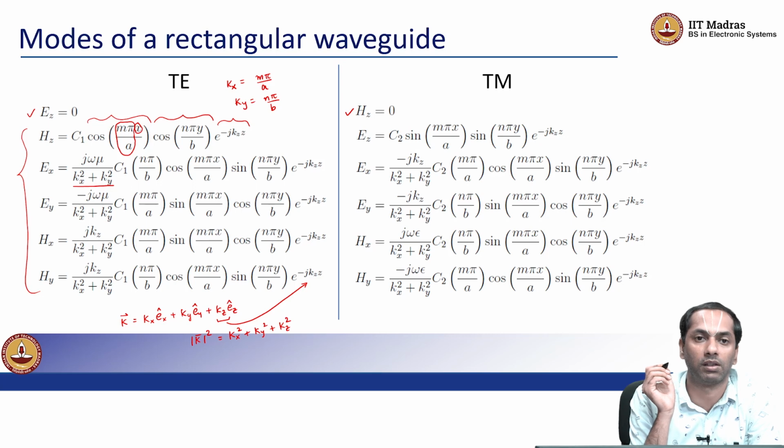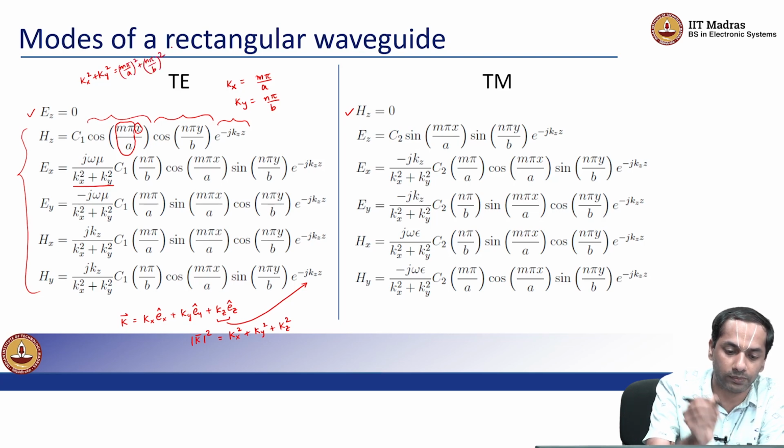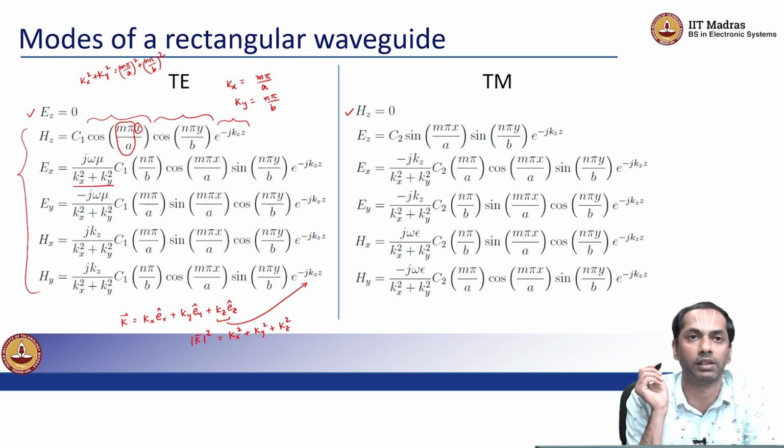Okay, so kx square plus ky square is essentially m pi by a whole square plus n pi by b whole square. Remember these are for a given mode, which can be identified by the integers m and n. And if I have the dimensions of the rectangular waveguide, I can actually estimate what kx and ky are.